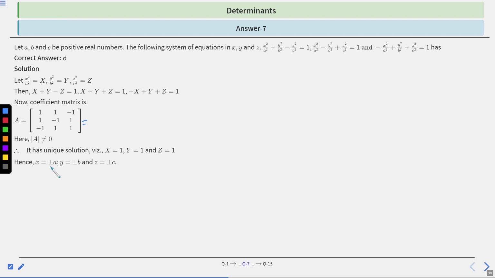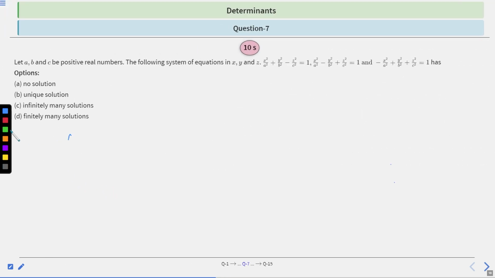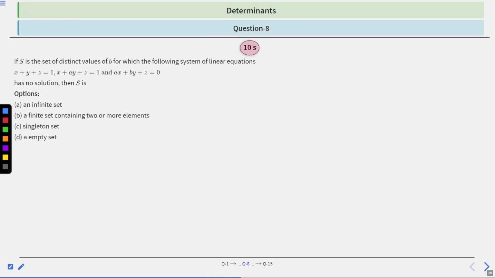Hence, small x equal to plus minus a, small y equal to plus minus b, and small z is equal to plus minus c. So, it has many solutions, but the solutions are finite, not infinite. So, I think option D is the right choice. Finitely many solutions. Clear? Okay, let's move to the next question.